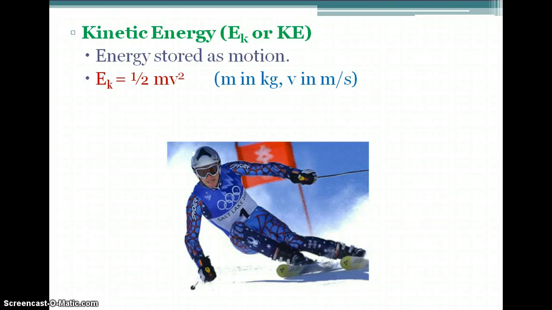So energy stored as motion, and the equation is 1/2 mv squared. Here the mass does have to be in kilograms, and the velocity has to be in meters per second. Physics problems often like to put the velocity in something else, like kilometers per hour, and make you convert it, so do pay attention to that. Same thing with the mass. Sometimes they give it to you in grams, so make sure that your units always work out.